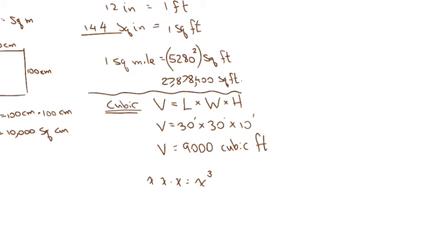Wait, I still don't get the feet part. Oh, this little mark here, that's feet. Oh, okay. You've never seen that? Well, this would be 4 feet 7 inches. Oh yeah, I've seen that. I remember the inches, when they measure your height or something. Yeah, the length of the room is 30 feet, the width of the room is 30 feet, the height of the room is 10 feet.